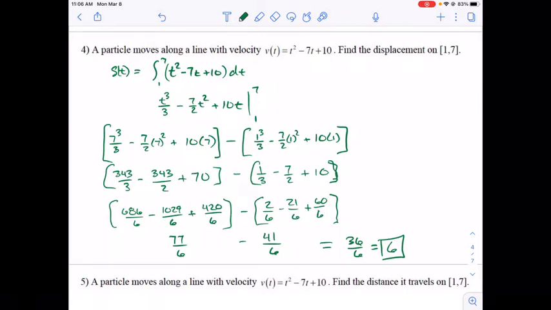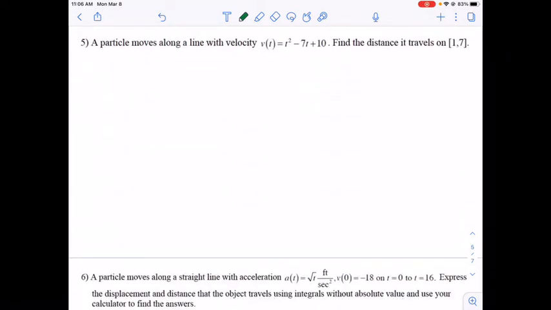All right. So now let's look at the next one, number 5. Okay, so a particle moves along with the same velocity function, v of t is equal to t squared minus 7t plus 10, but we're going to find the distance it traveled from 1 to 7. So in this case here, we have to know where it's going to be positive and where it's going to be negative.